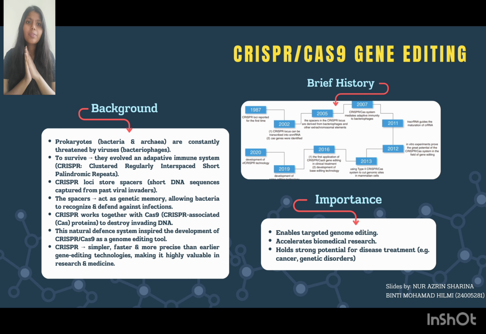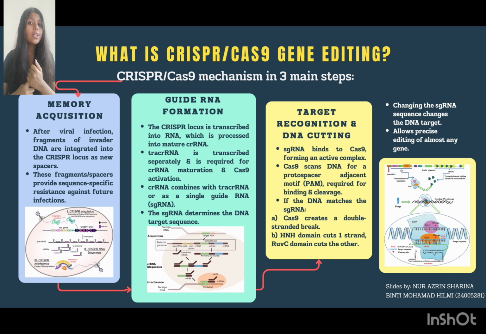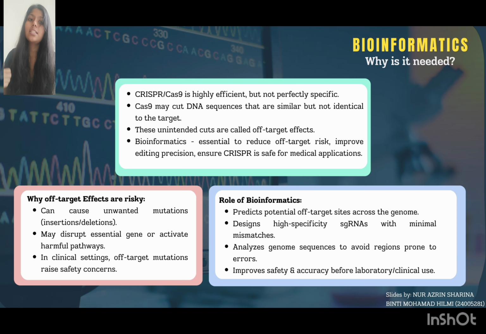What is CRISPR? Think of CRISPR like a pair of molecular scissors guided by a GPS. The GPS is the guide RNA and the scissors are Cas9. Together they find the exact spot in the DNA and make a cut. This allows scientists to remove, add or change genes. The process happens in 3 steps: memory acquisition, storing viral DNA fragments as a defense memory; guide RNA formation, like creating a GPS that tells Cas9 where to go; and then cutting the gene.